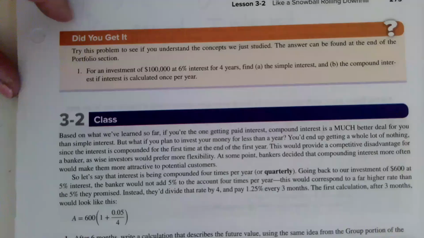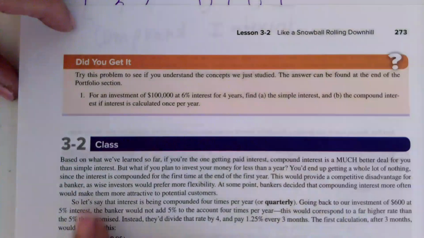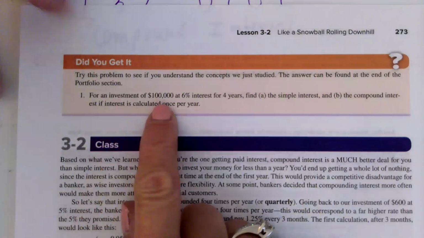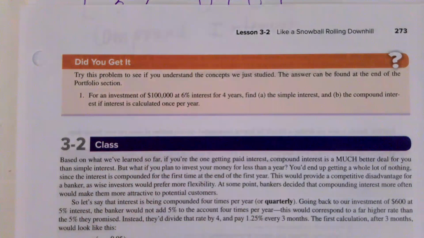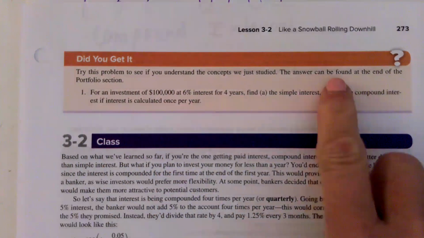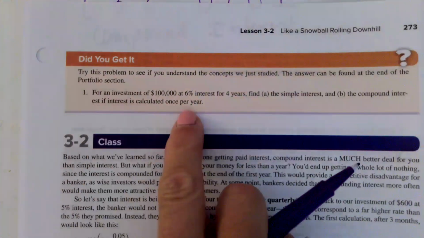So did you get it? Number 1 is on page 273. For an investment of $100,000 at 6% interest for 4 years, find the simple interest and the compound interest if interest is calculated once per year.